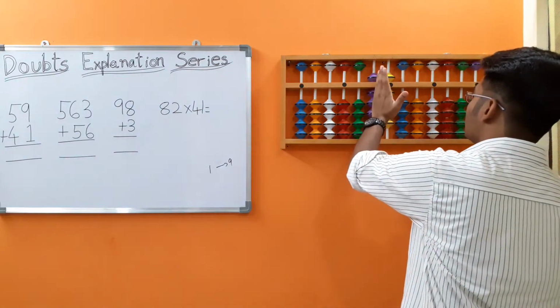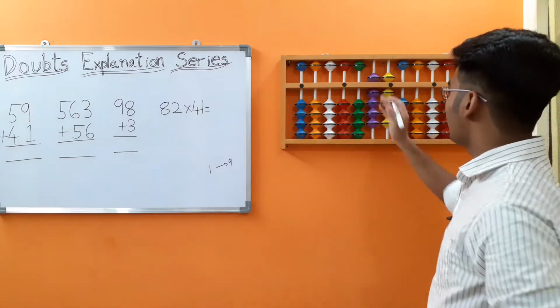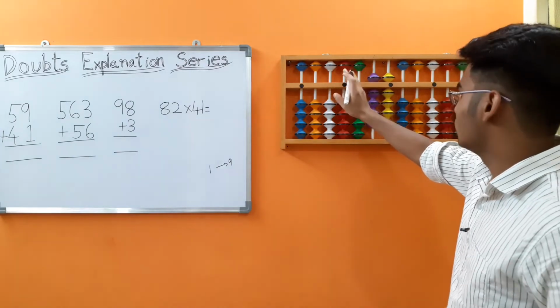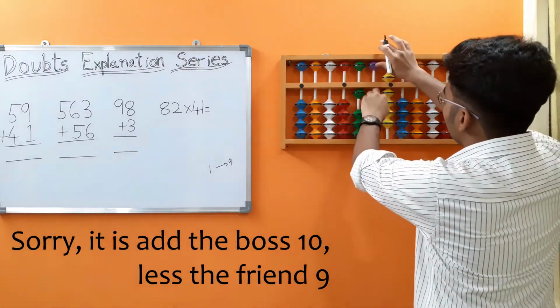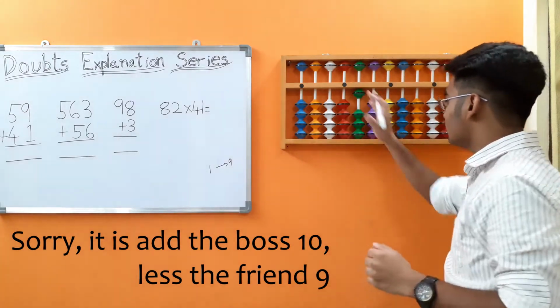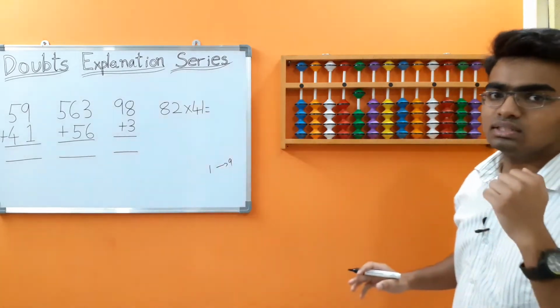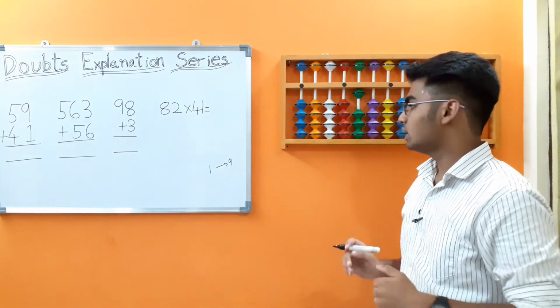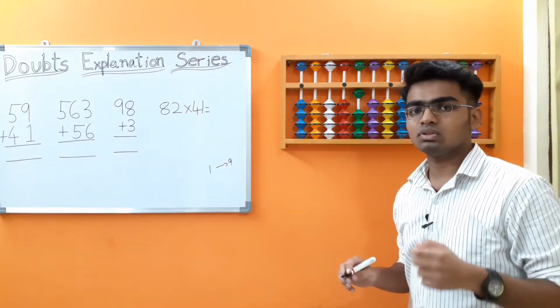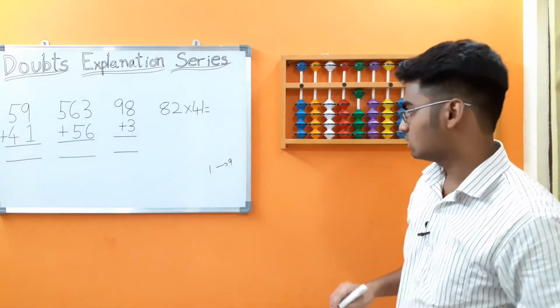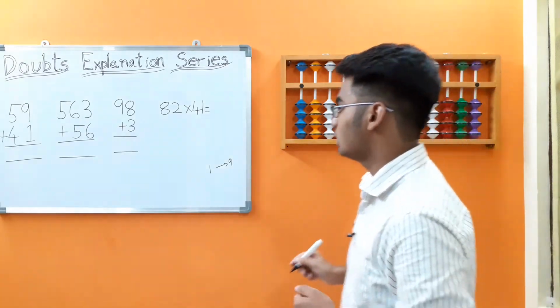Since we cannot add the boss 10 here, we are going to add the boss on the next rod, which is hundreds rod. Add the boss 10 less the friend 1 less the friend 1. Similarly on the units rod also. This is called multiple shifts concept. In the initial phases, this might be a little confusing. I will cover more examples of this sort in the Abacus 2.0 series. Please consider watching them if you are really in doubt.